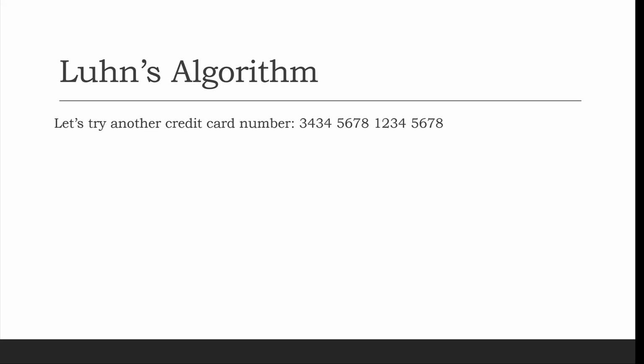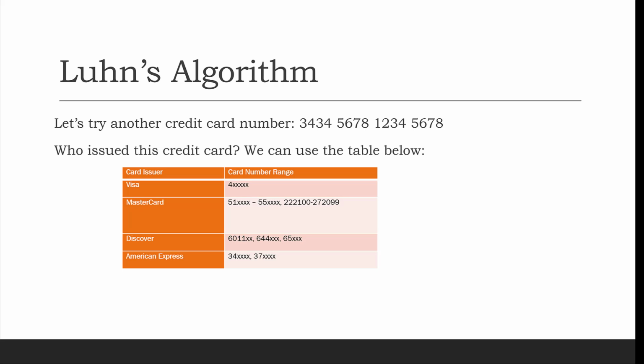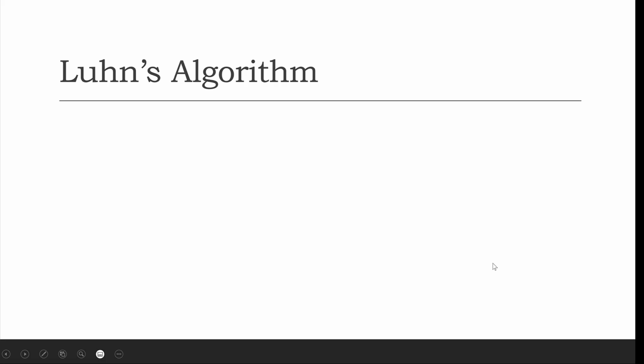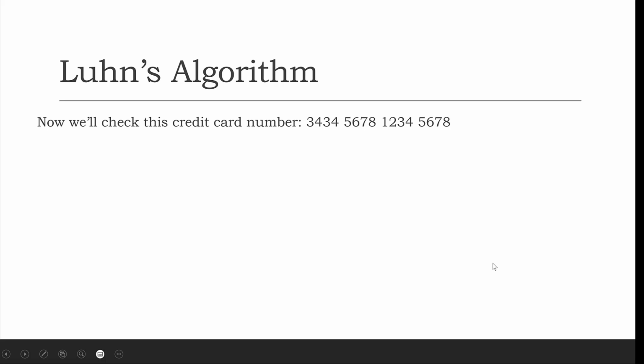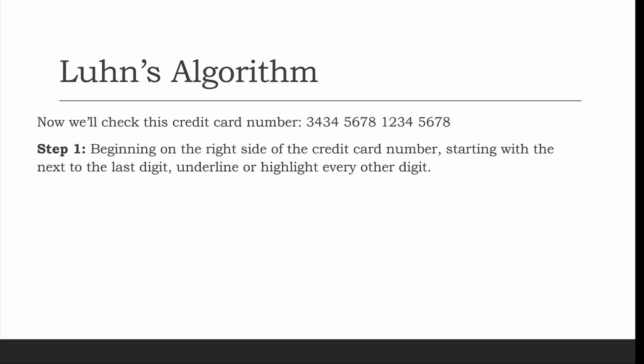All right, let's try another credit card number. The first question is, who issued the credit card? So we're going to use that table again, and we notice down here it starts with a 3-4, so it must have been issued by American Express. All right, so now in the next steps, you may want to stop this little video and check this on your own and see if you follow the steps that I followed. So we're going to check this credit card number. We're going to do the same steps that we did before.